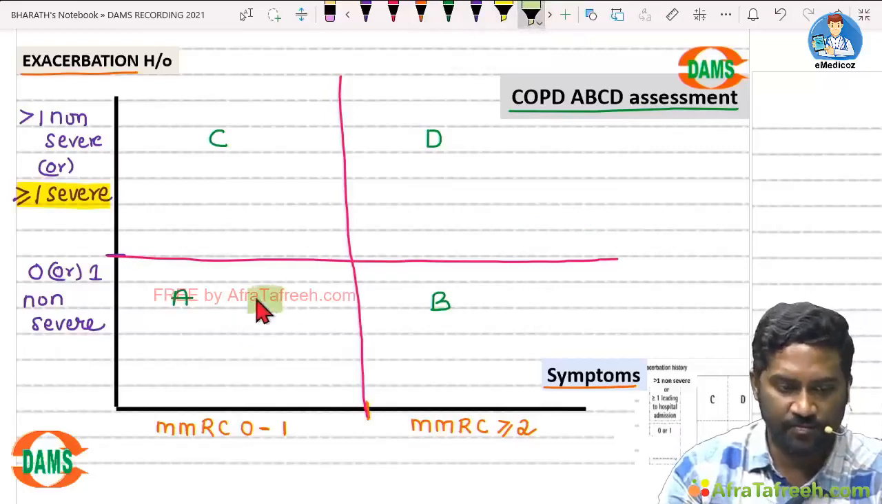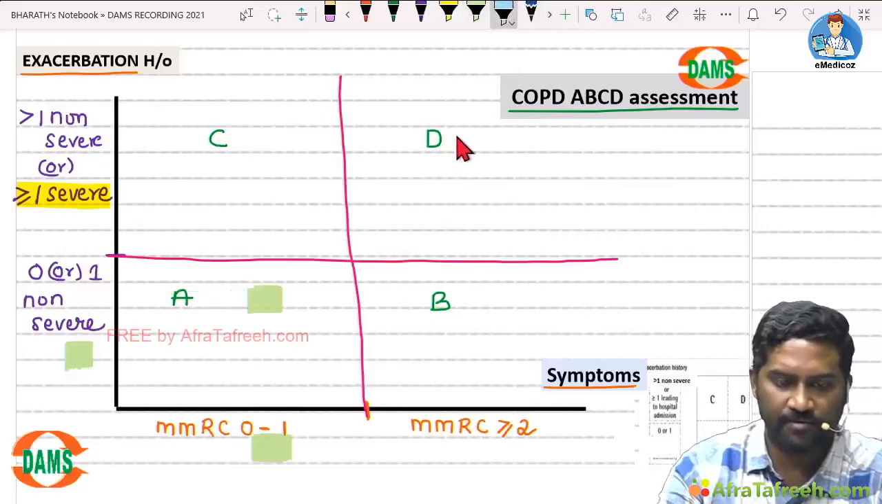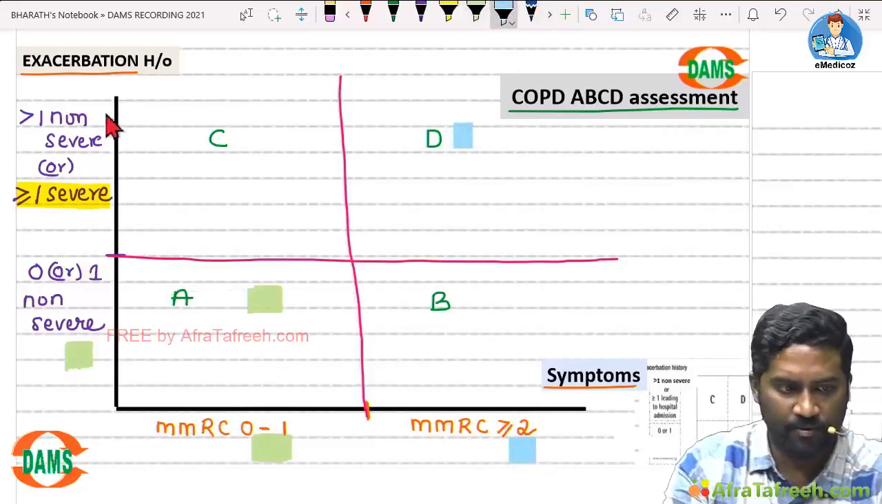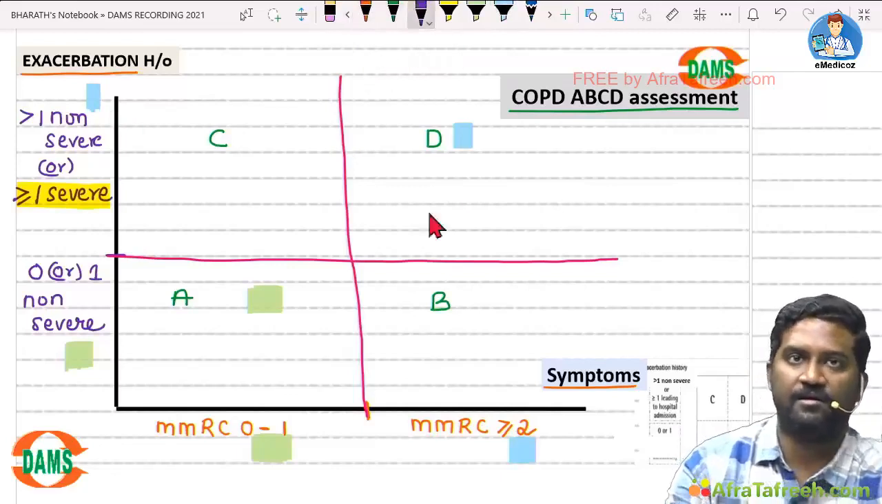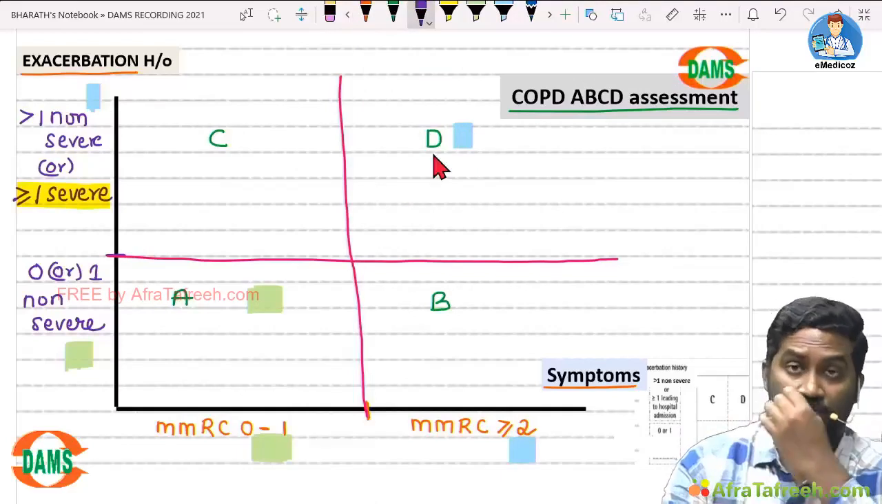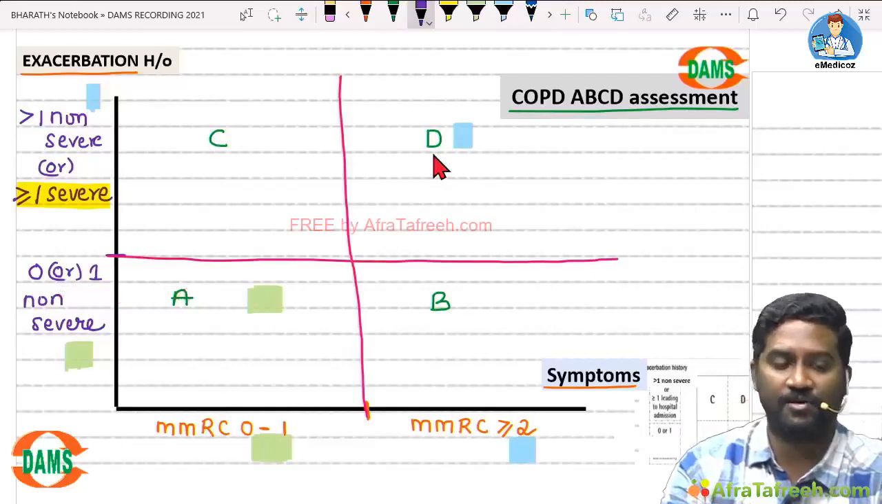It is generally group A, because the patient is having fewer symptoms and fewer exacerbations. Which will have a very poor prognosis? It is group D, because the patient is having more symptoms and more exacerbations. The primary goal of this classification is to identify the patients belonging to group D and to concentrate on them effectively, because these patients have high chances of mortality.